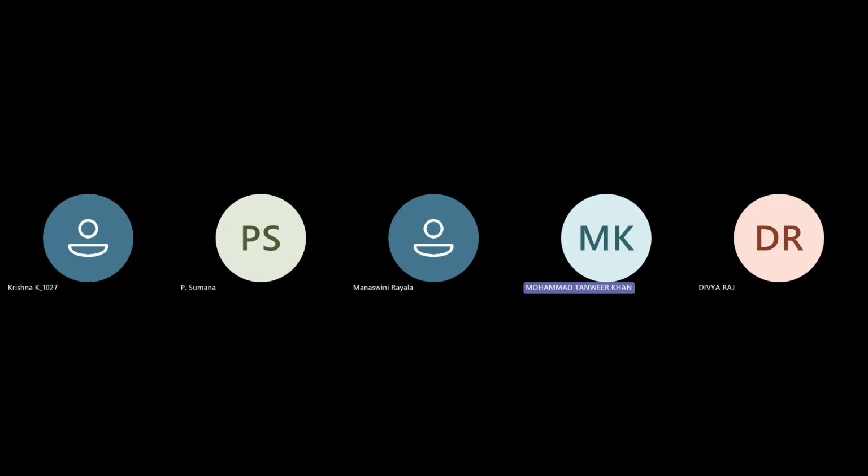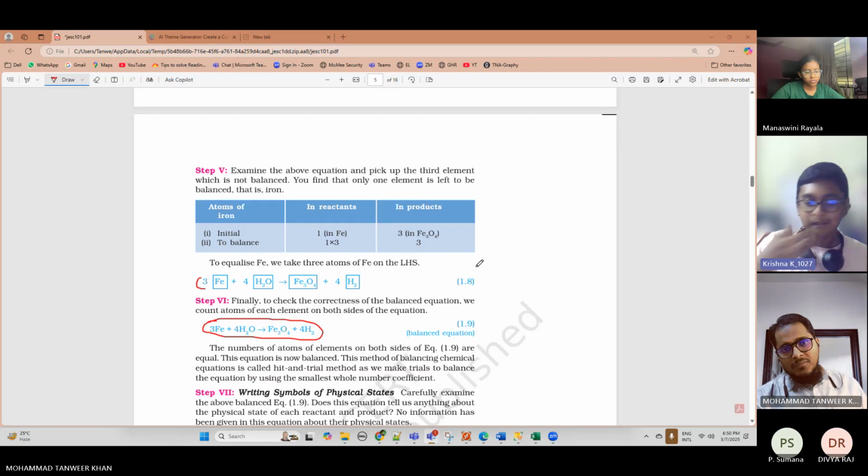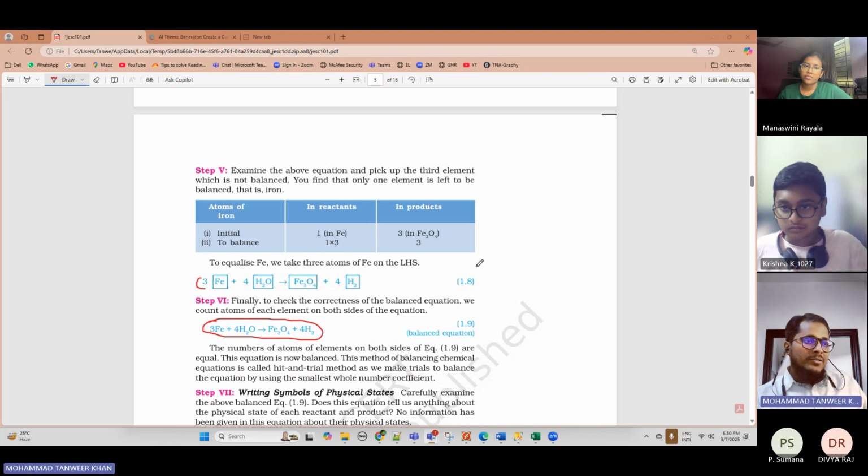Good evening, everyone. Yesterday we were discussing chemical reactions, right? What are the reactants? The elements which are on the left hand side of the equation are known as reactants. And products are the elements which are present on the right hand side.